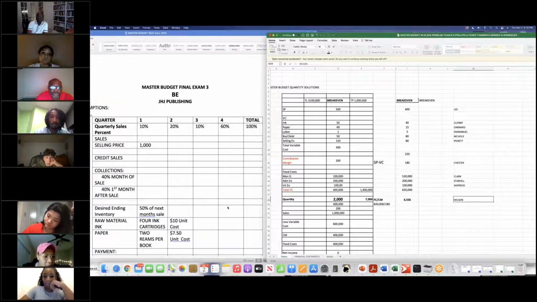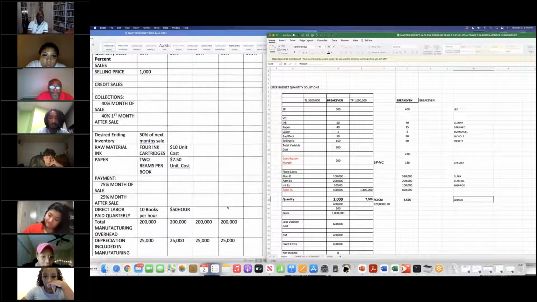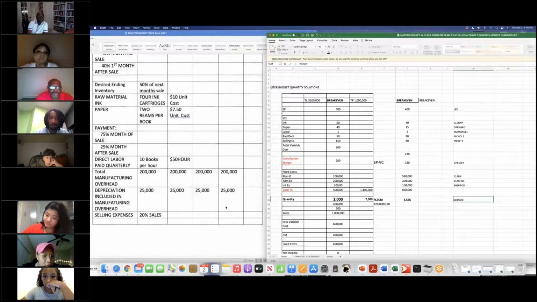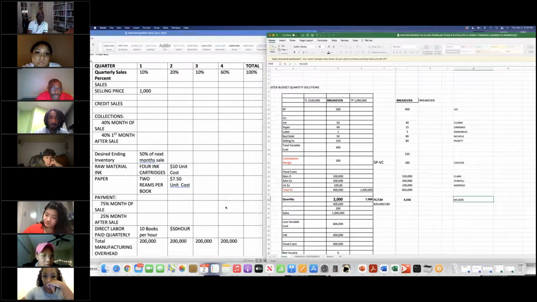Professor, on this one right here, you want the bad debt to be the same 20% because it's not on there. Make a decision. Okay.